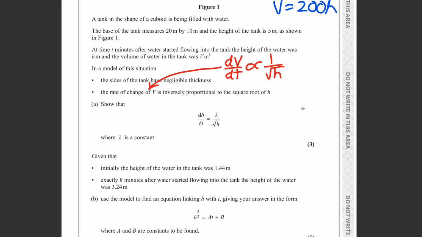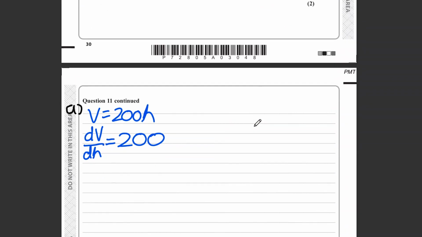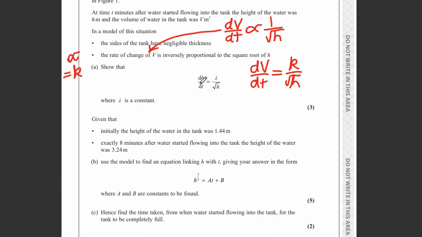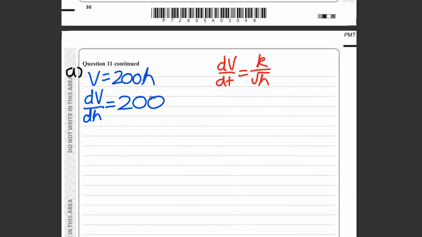What we can do with this is write it as an equation by saying dV over dt. Whenever you have a proportional sign like this, you can replace it with an equal sign and a constant k. If we move the k into the numerator, we can say that this is equal to k over root h, like this here. So we have another differential equation here, that dV over dt is equal to k over root h. Now, as the final answer, we need dh over dt, which is not what we have here.